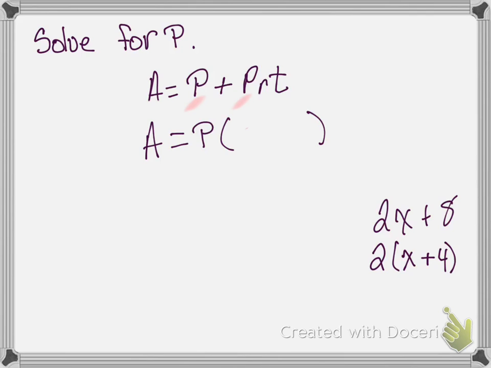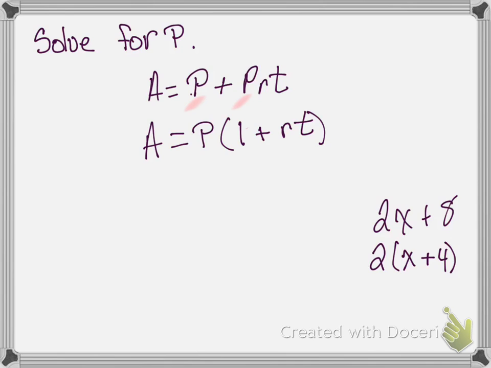Okay, so if I pull this P out, P times what gives me P? 1. P times what gives me PRT? Good. That's the step that students miss. They forget that we can use the distributive property to pull something out. So I have actually factored out the greatest common factor between P and PRT. Just like here, I factored out the greatest common factor of 2 and 8. Okay, I pulled that out.